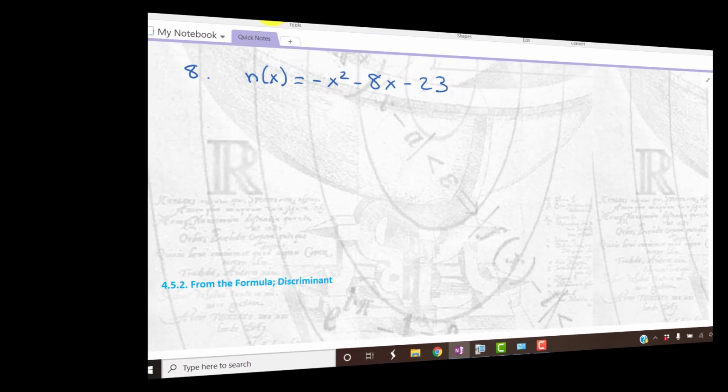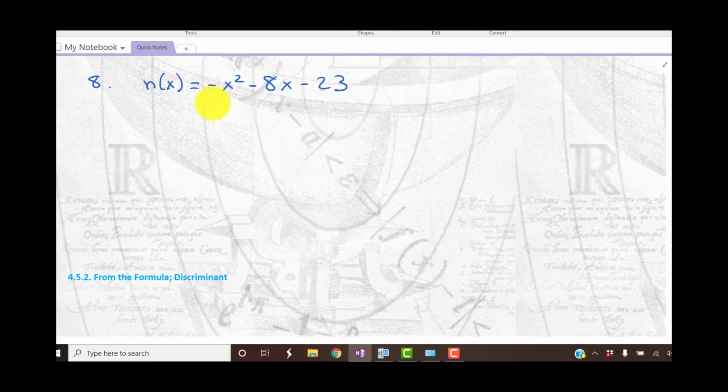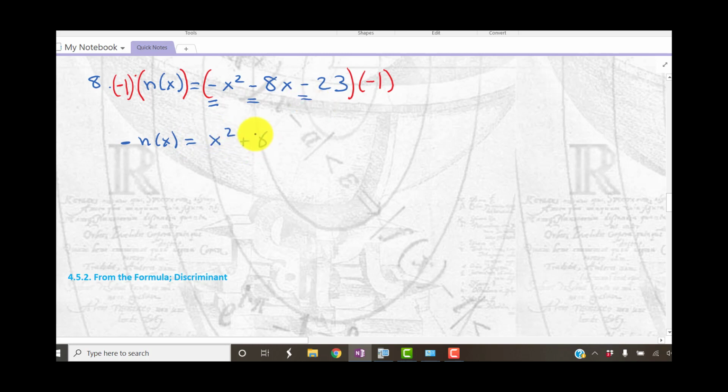So this is your last example from the notes. Here I do need to divide by -1 or multiply by -1. It's the same, right? Dividing or multiplying by -1 means simply changing the sign of all the terms. That's what it means when you multiply or divide by -1. So on the left, I have negative n of x. On the right, I'm just going to change the sign of all the terms right here. So I have x squared plus 8x plus 23.